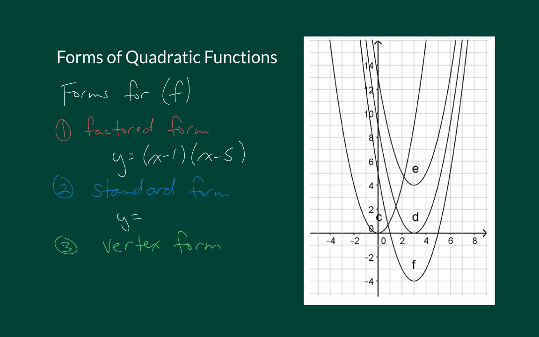So if we foiled out the (x minus 1)(x minus 5), I think we would get x squared minus 6x plus 5. That would be what standard form looks like for function F. And vertex form would be in the form that we just showed for E.